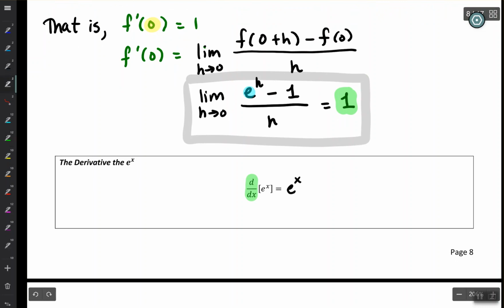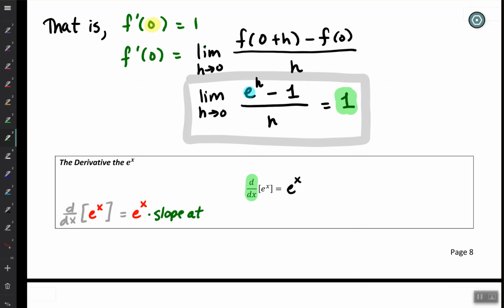Maybe we just put, from our work in progress here, we know that the derivative of e to the x, because it's an exponential function, is e to the x times that slope at that point 0, 1. I'll just say at x is 0. And we know what that slope is. That slope is 1. So it's just e to the x. Wow.